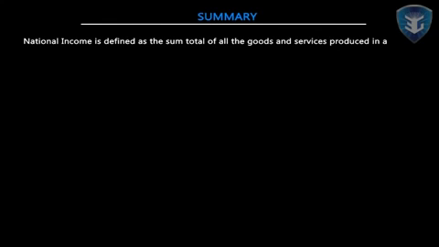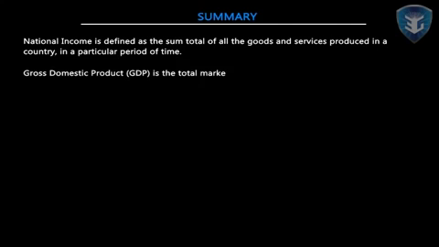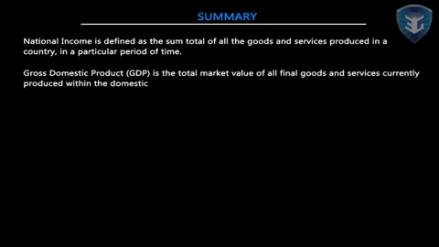Now, in the end, let us summarize what we have learnt in this lecture. National income is defined as the sum total of all the goods and services produced in a country in a particular period of time. Gross domestic product, GDP, is the total market value of all final goods and services currently produced within the domestic territory of a country in a year.